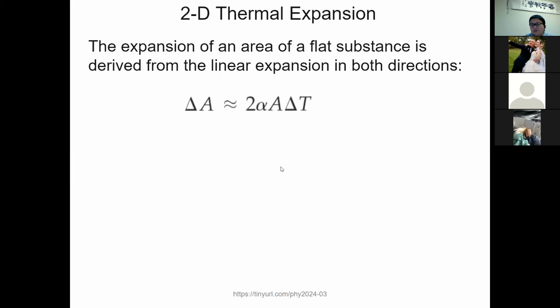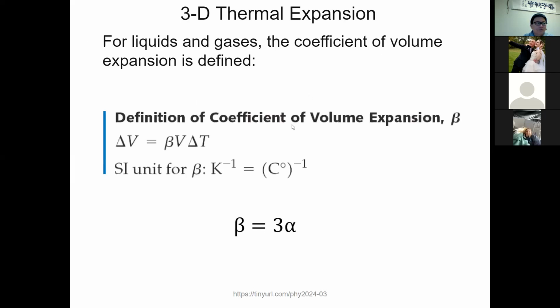And you can apply that also to two-dimensional expansion. For a two-dimensional expansion, the change in area is approximately equal to twice alpha, the coefficient of linear expansion, times the original area of the material times the change in temperature. If you expand this to three dimensions, then the change in volume of an object is equal to beta, which is 3 times the coefficient of linear expansion, times the original volume times delta T, the change in temperature. So these are the expansions of materials in one, two, and 3 dimensions.